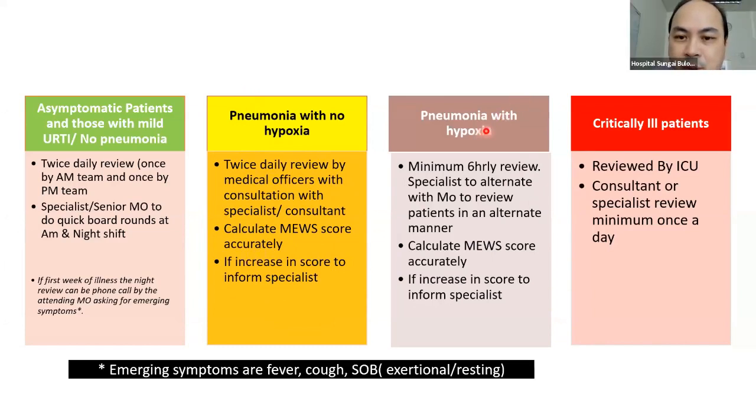Then you've got patients who have become hypoxic. Once patients start getting hypoxic, as in needing oxygen, complaining that they are short of breath, or the SpO2 is low, or the respiratory rate has gone up, then we need to review them 6 hourly. Every 6 hours we need to review, with a specialist alternating with the MO to review the patient. We calculate the MEWS scores accurately, and if they increase again, we inform specialists.